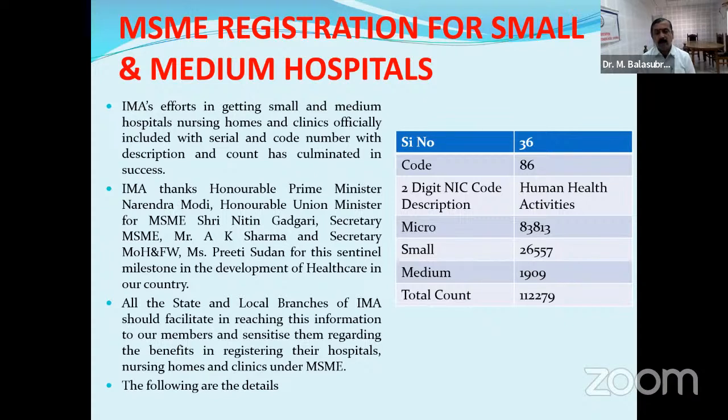Micro, I told you 83,813 have already been registered. Small, 26,557 have been registered. Medium, 9,909. Total is 1,12,279 hospitals registered under code 86 of human health activities. Next, please.